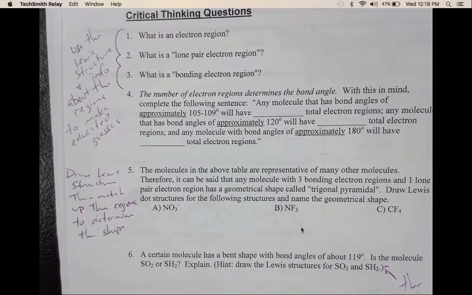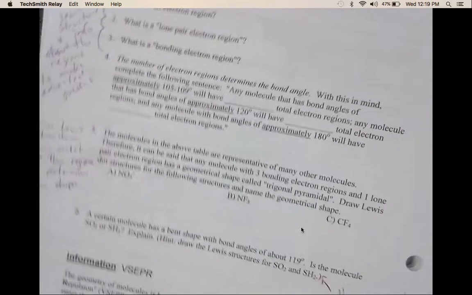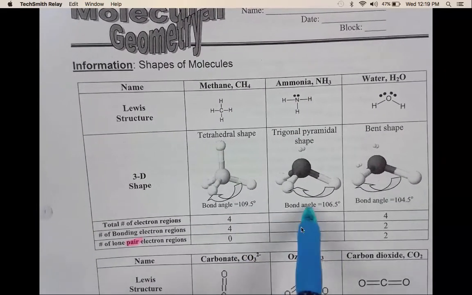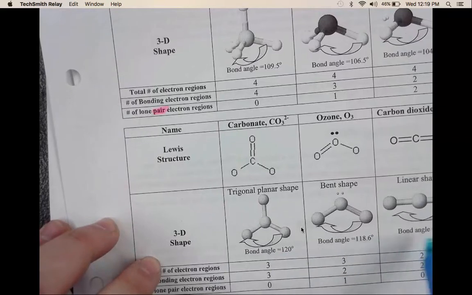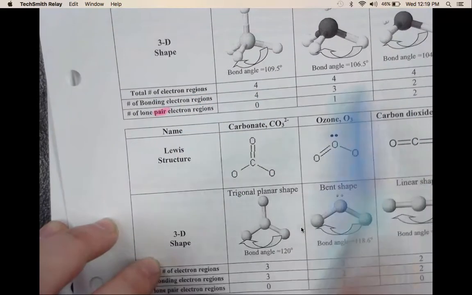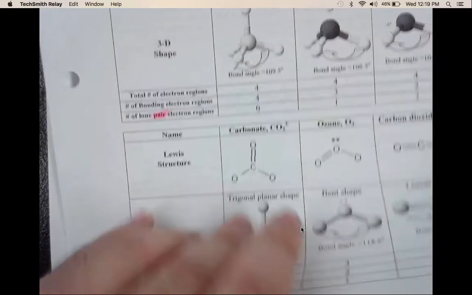Next, question 4 is typically fill in the blanks. So it's giving you some bond angles, and you need to figure out some information on the regions. So you can always look here for the bond angle. All the bond angles are labeled. Once you see the correct bond angle, make sure you pull off the correct information from the table, whether it's asking about the electron region, bonding region, or lone pair region.